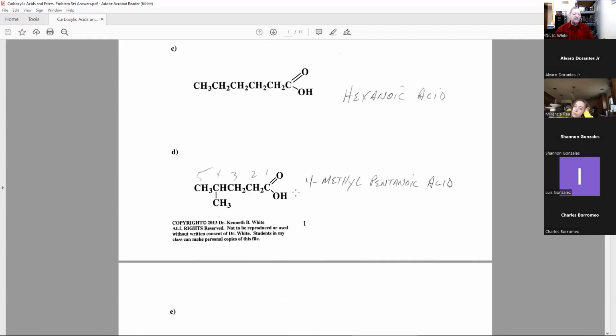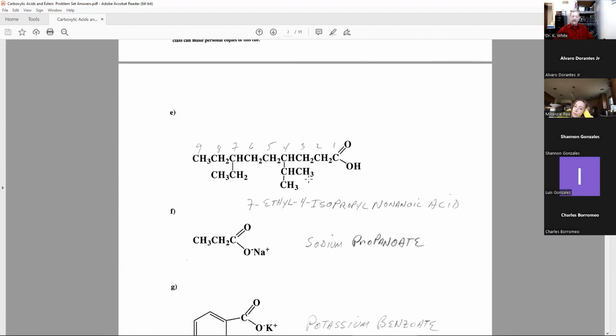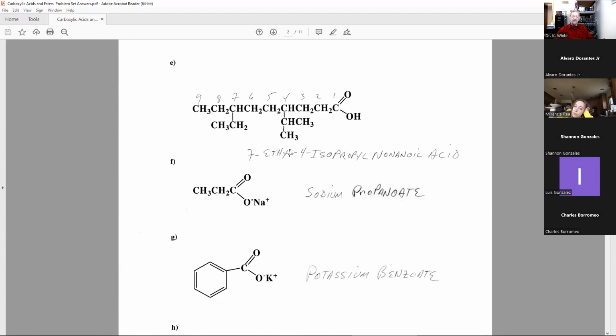Now, if we look at D, we have 5 carbons, longest chain, pentane. Drop the E, add OIC, the word acid, pentanoic acid. Oh, look, it's your good friend, the methyl group. Remember, the carbonyl carbon is 1. It's on carbon 4, so it's 4-methyl pentanoic acid. And here I just have a little more interesting one.